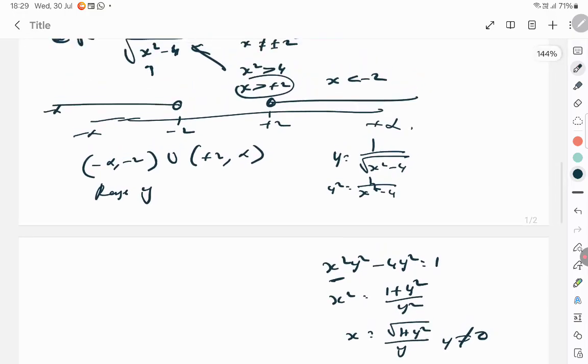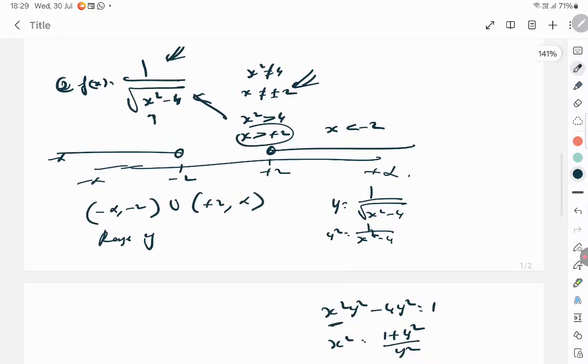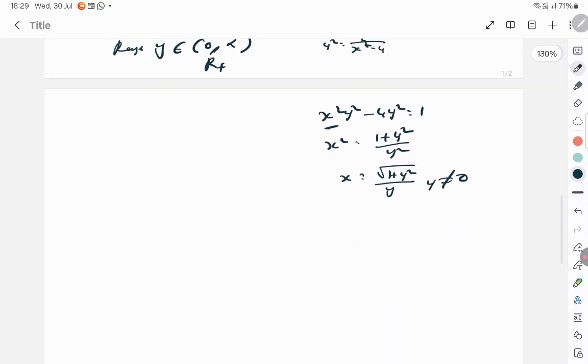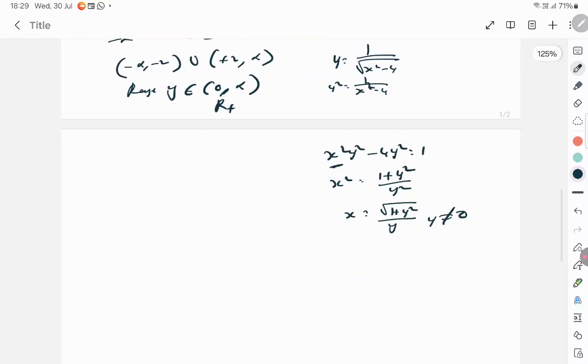Also y has to be only positive numbers, which cannot be 0. So open bracket 0 till infinity, or you can say real positive numbers. Okay, so that's about y, and I hope you understood. Let's go to the next question, next format.